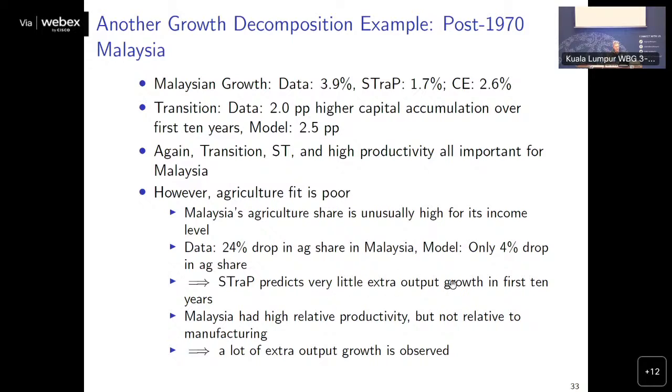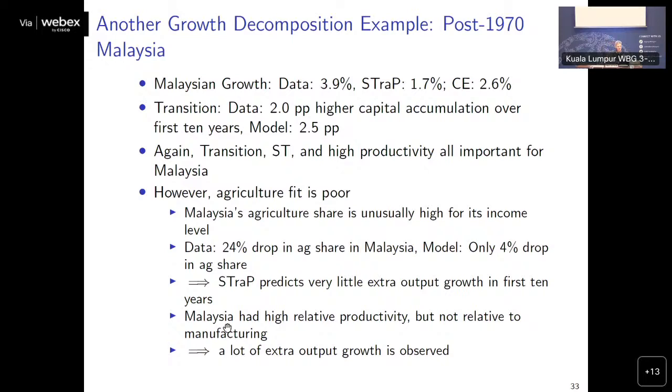So again, the strap predicts very little extra output growth in the first 10 years, and extra output growth in general. If you recall from yesterday, Malaysia had high relative productivity in agriculture, but not high relative productivity compared to industry. So if people move out of agriculture into industry, because of this wedge, it's not in the model, it's in the data, you get a lot of extra output because you're moving people out of the low productivity sector into the high productivity sector.